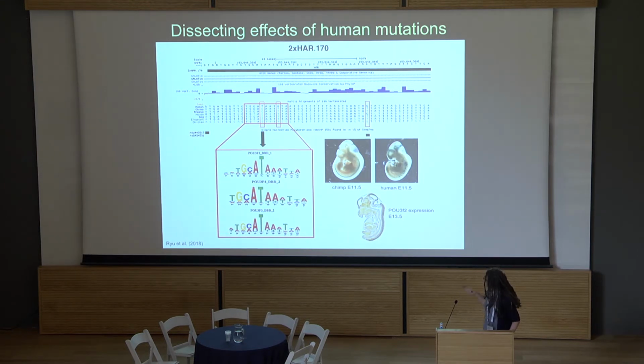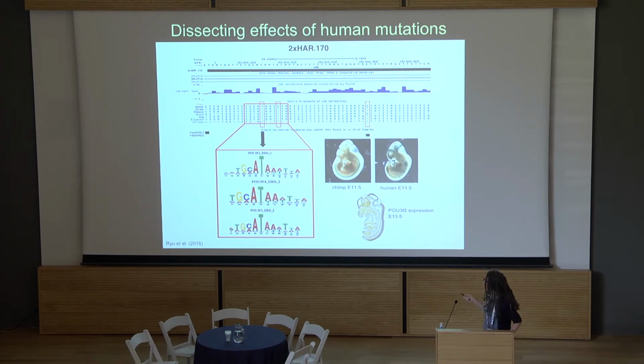So we made the human version with TGC. We made the chimp version with CTT. And then we made all the possible single base pair mutations, all the 2 mutations, so all the combinations that could have occurred. And then we measured their activity to see what happened.